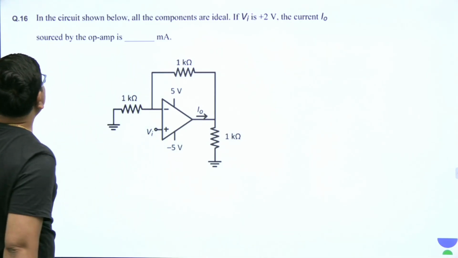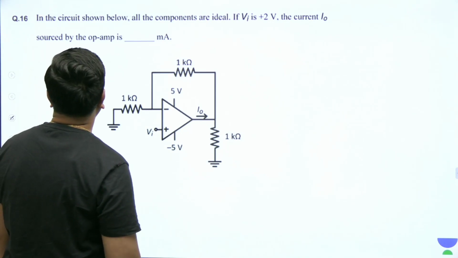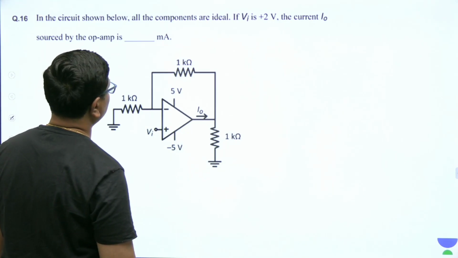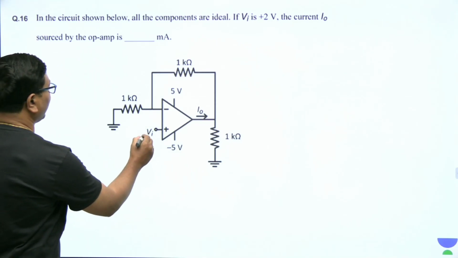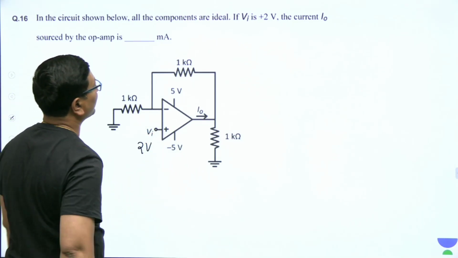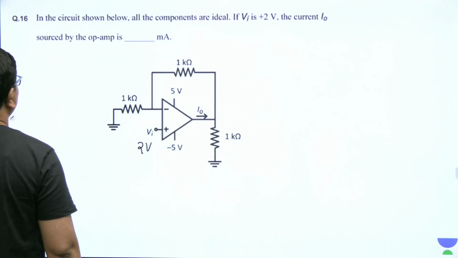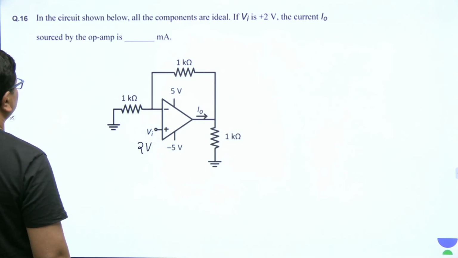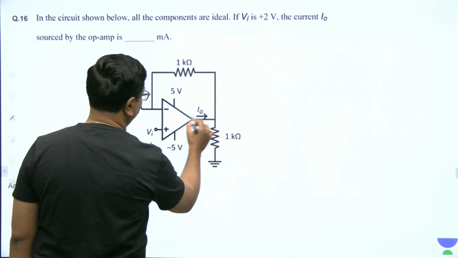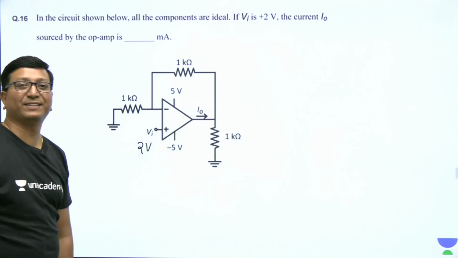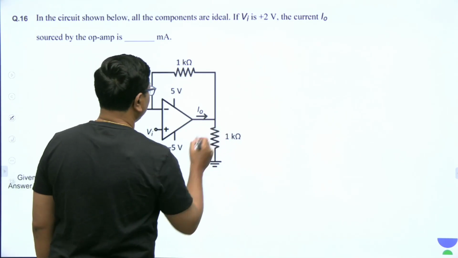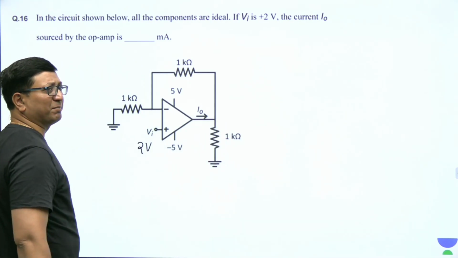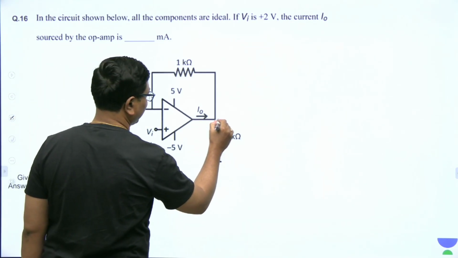Coming to this question: in the circuit shown below, all the components are ideal. Op amp is ideal. If V input is 2 volts, the current I0 sourced by the op amp is, what is the current coming out of the op amp? This is what they are asking. How to find that current? Very simple and fundamental question it is.